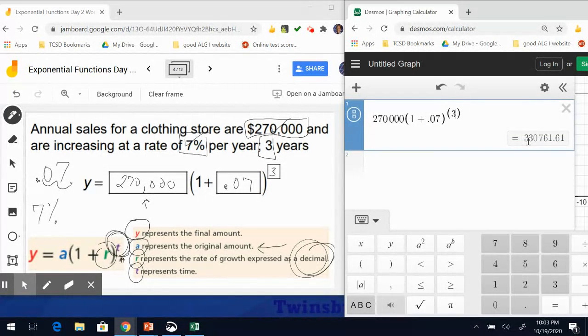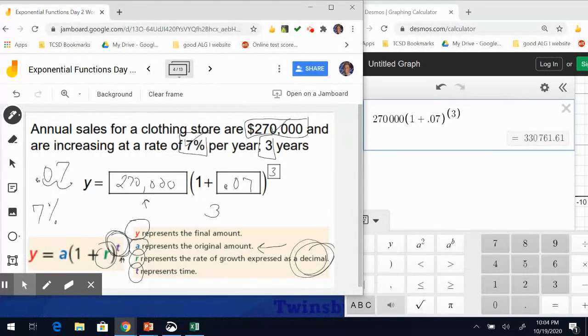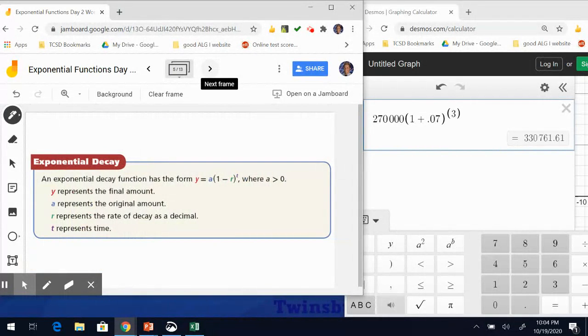And what do I get for my answer? 330,761 and 61 cents. So if it didn't round to that 100th spot, we would round it to the 100th spot due to the fact that it is money, and we round to the nearest penny. So again, in 3 years, our sales would be 330,761 and 61 cents. Ching, ching. We're doing well. Any questions? Again, what am I doing? Using my best friend Desmos, plugging in the 3 boxes, the 3 numbers that they gave me, bada bing, bada boom, let's go.